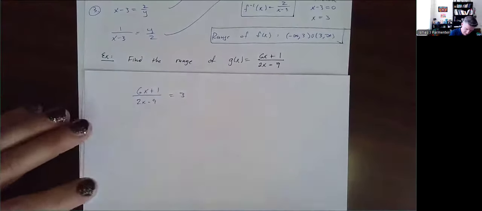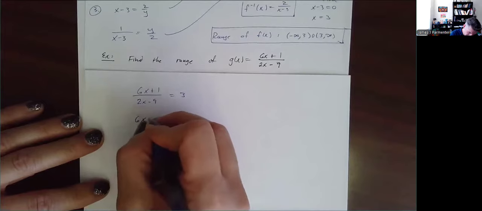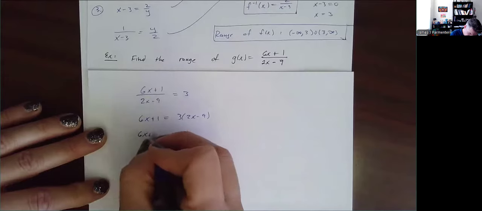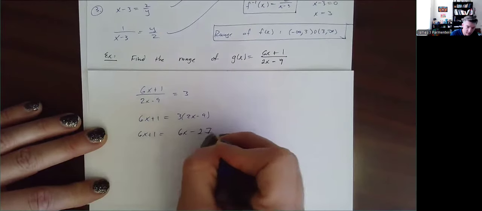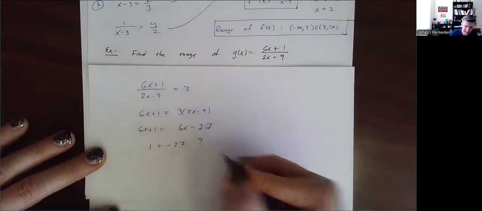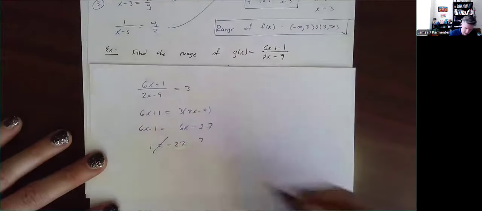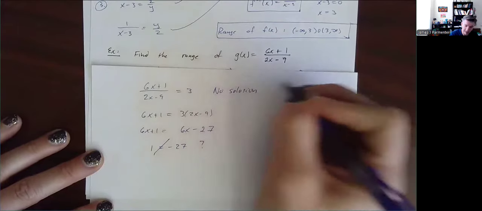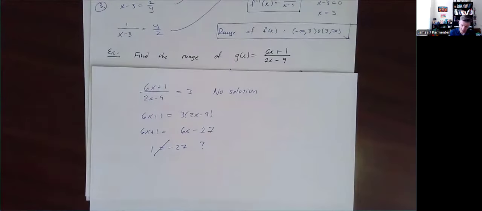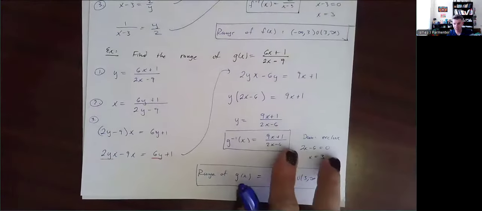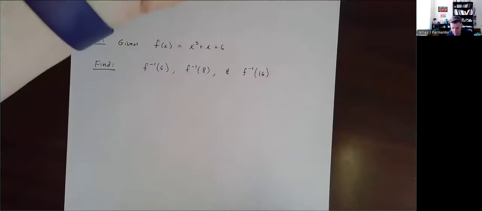Look what happens. Multiply both sides by 2x minus 9. You get 6x plus 1 equal to 3 times 2x minus 9. Multiply out the right-hand side. You get 6x minus 27. The 6x's cancel, and you've got 1 equal to negative 27. That's not true. So this original equation has no solution, which means the original function can never equal 3, which means 3 isn't in the range of g of x. Any other value is, though. So if you did that equation set it equal to like 4 or 5 or negative 2, you would be able to find the solution every time.